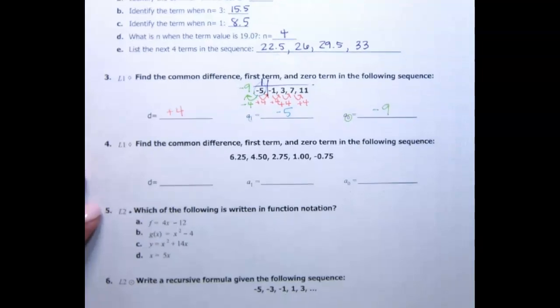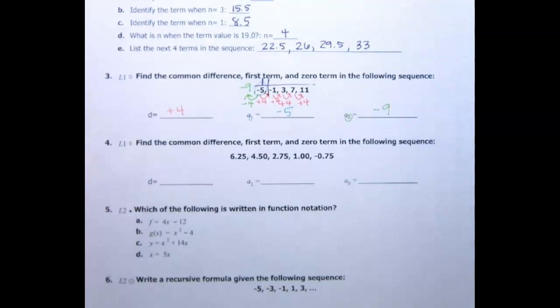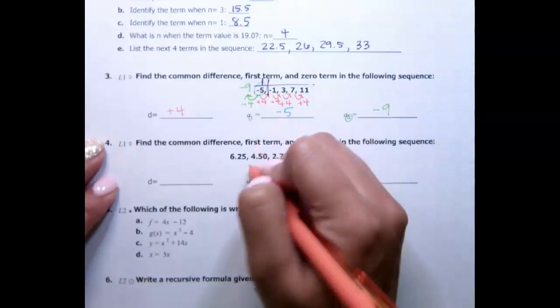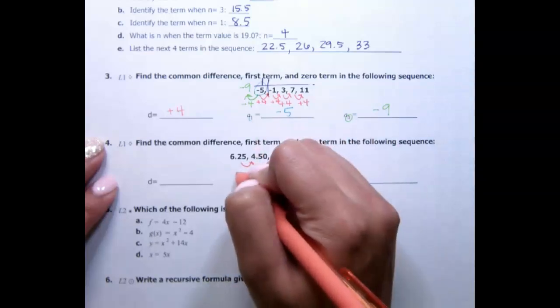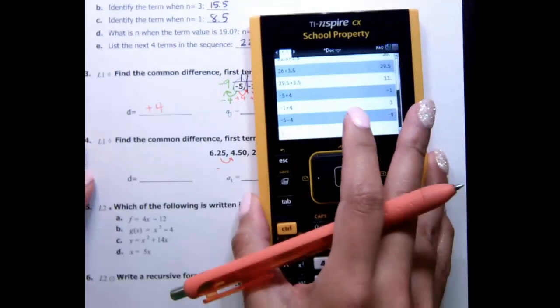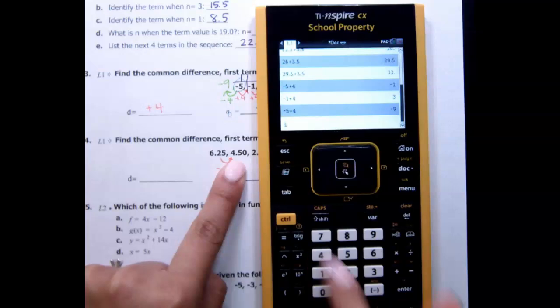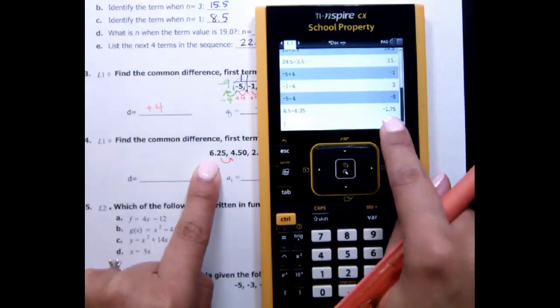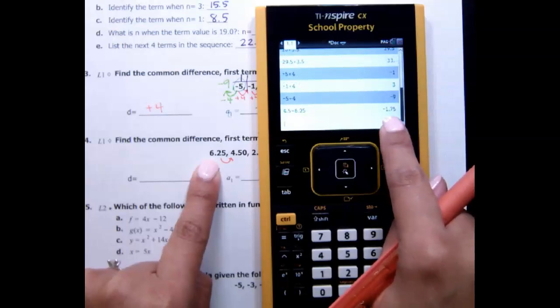Better safe than sorry. Number 4, same type of problem, different numbers. Find the common difference. So I start at 6.25 and I am moving to 4.50. Well, that number is getting smaller, so I'm subtracting. Well, what am I subtracting? Well, I don't know. 4.5 minus 6.25. I'm subtracting 1.75.